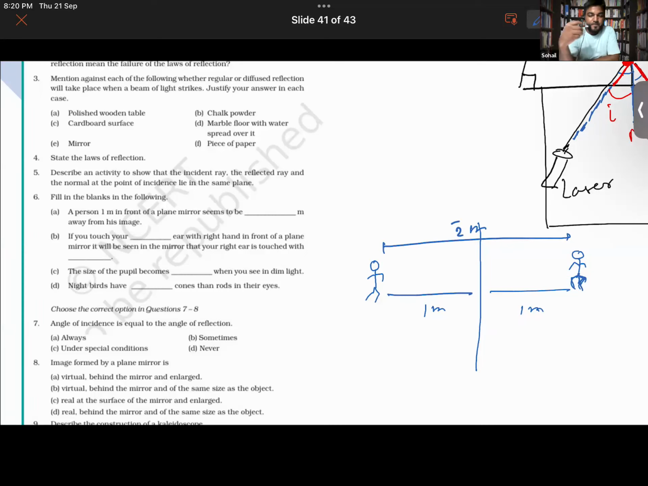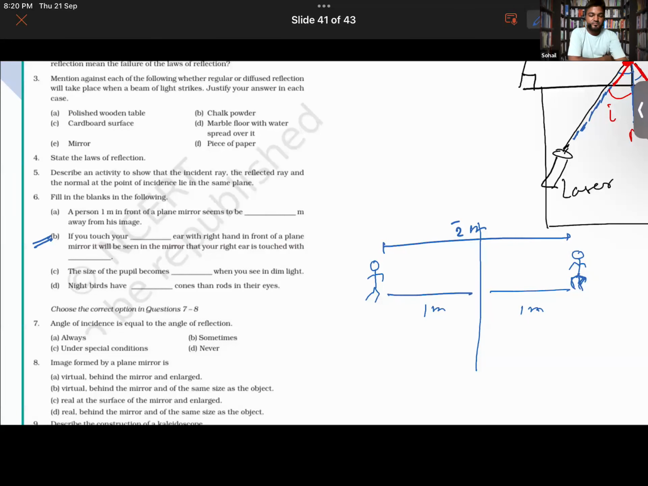Question number B. Ahmed, you answer the second question. Ahmed, are you there in the class? Read the second question. Yes, sir. Which one, sir? Question number B. This one, yeah. Oh, okay.